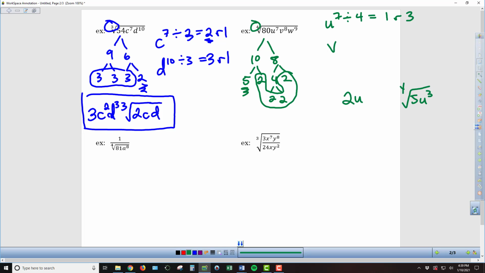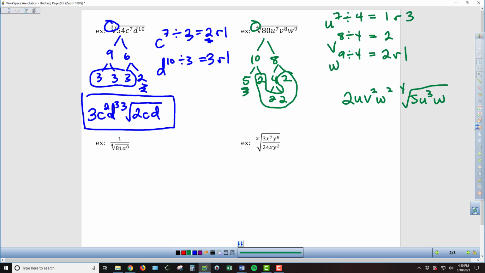For the v's, I've got v to the 8th. I'm going to take that 8, divide it by 4. This time it goes in evenly, I get 2. So that means I'm going to have a v squared on the outside, but I have no v's left over on the inside. And then finally for the w, I've got w to the 9th. I divide that by 4. 9 divided by 4, 4 goes in twice with a remainder of 1. So I'm going to have a w squared on the outside with a leftover w to the 1st, or just w, on the inside.